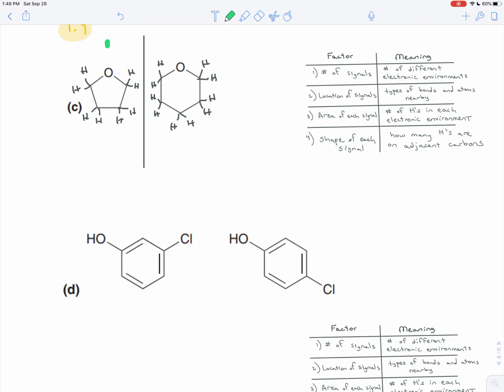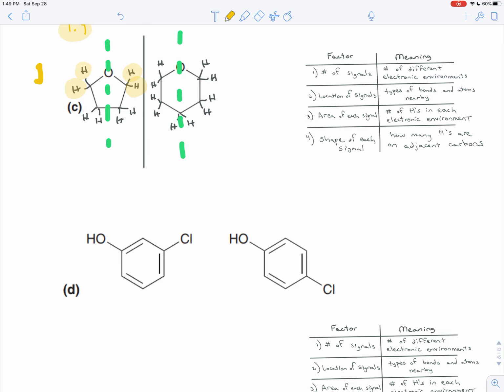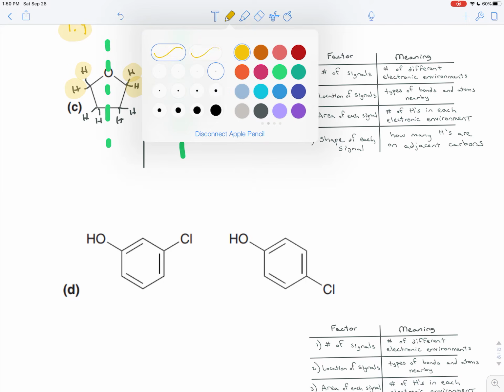You'll notice that both of the molecules have a plane of symmetry going down the center. So everything to the left and right of that plane of symmetry will be in the same electronic environment. For example, these hydrogens that are right next door to the ether, that's one electronic environment. And the things on the opposite side of the plane of symmetry will be in that same electronic environment. So those will represent one signal altogether.